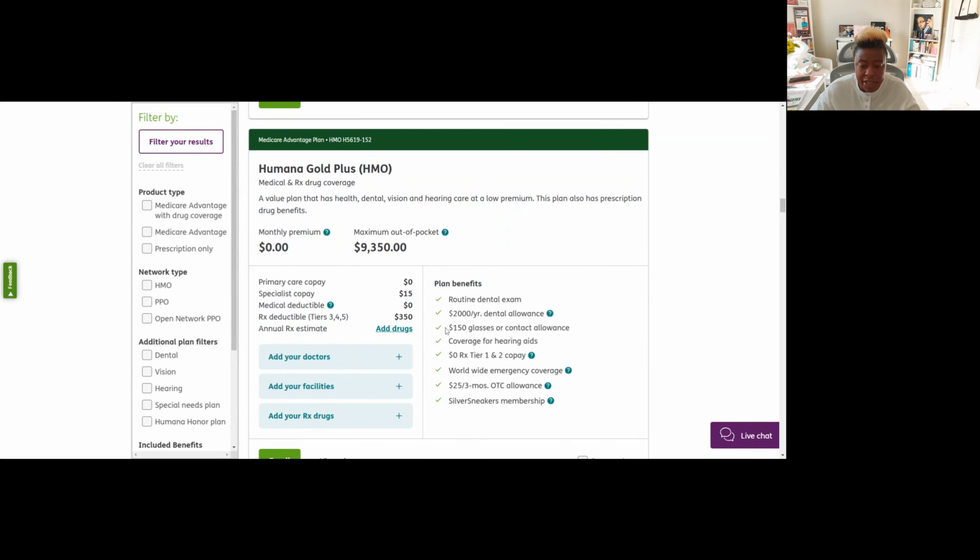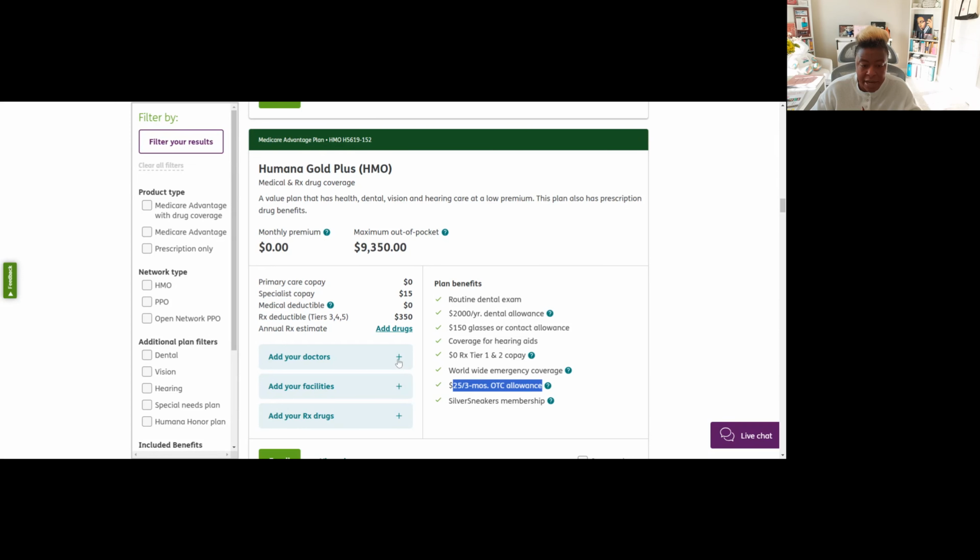But what you can see over here is this plan has $2,000 a year for dental allowance, whereas United only had $1,000. And they give you $150 towards glasses, where United gave you $300. Okay, and then you see $25 for 3 months for over-the-counter. All right, so those are the three things that we wanted to call out that were going to be different from the United plan that we saw.